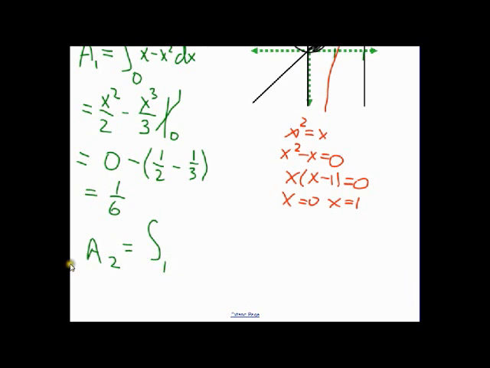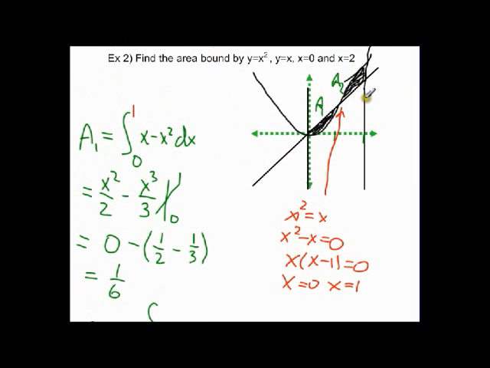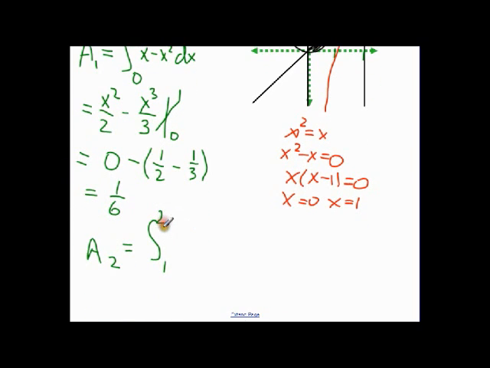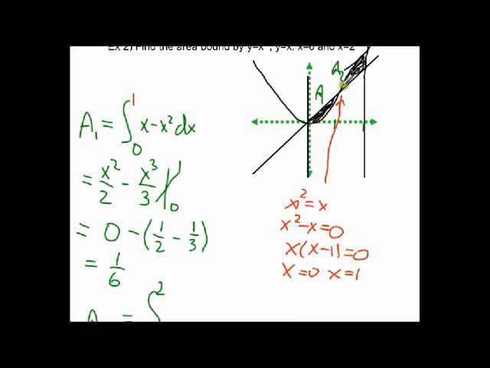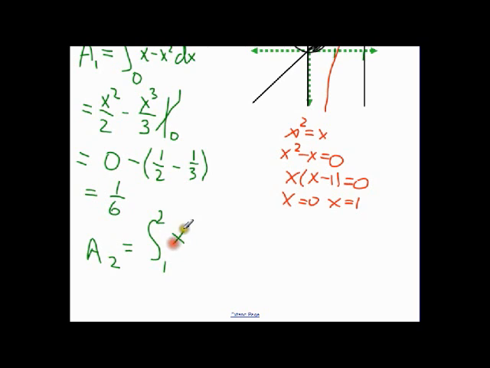This time we're going to start at 1, and we're going to end at this line right here. That line is x equals 2, so our upper boundary is going to be 2. Now the top curve is the parabola, and the bottom curve is the line. So now we're going to have x squared minus x dx. So now the integral is x cubed over 3 minus x squared over 2, and we're evaluating from 1 to 2.